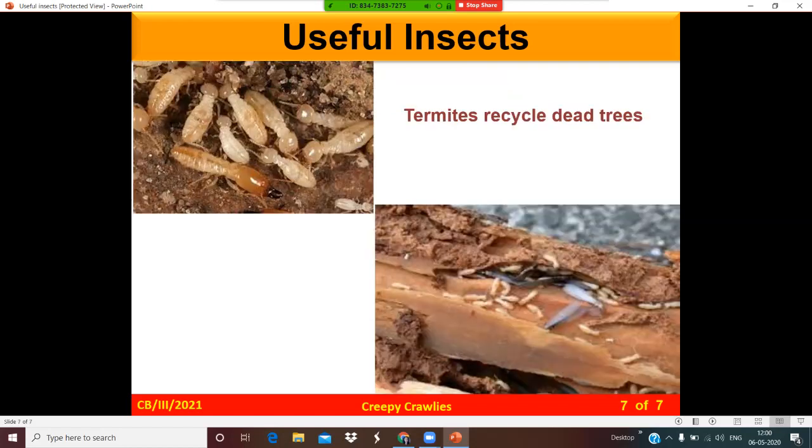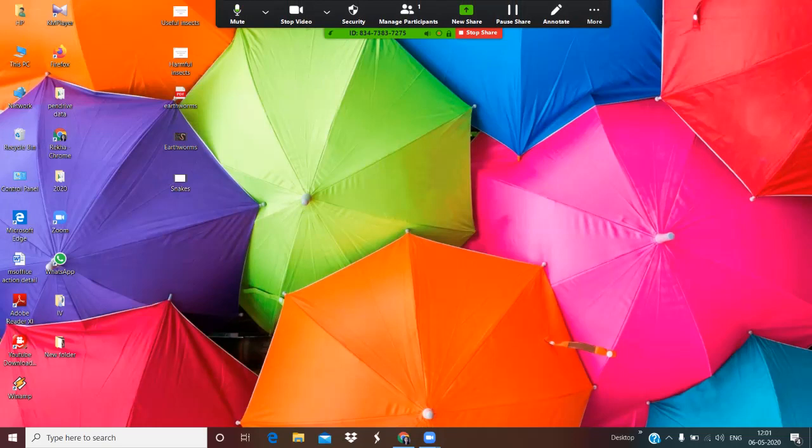Now, termites recycle dead trees, right? You must have seen such type of trees. Now, these termites are eating these small particles or small things on the wood and they are recycling it. Okay, so these are the useful insects.